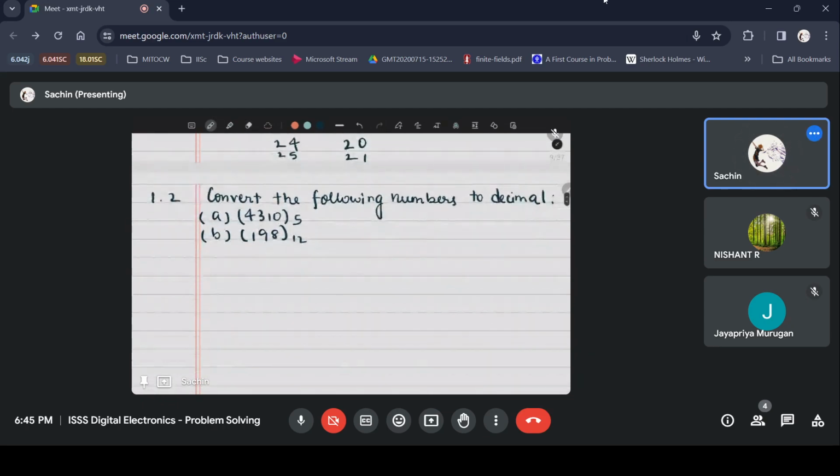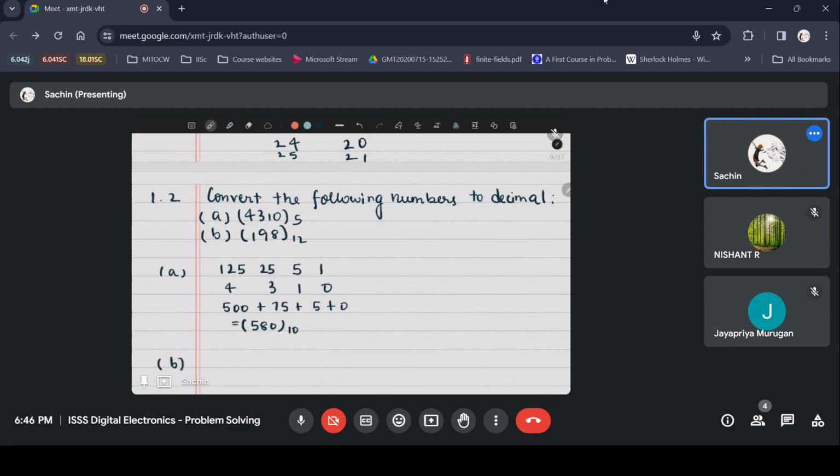Alright. Convert the following numbers to decimal. Very simple. Base 5, the weights will be 1, 5, 5 square which is 25, 5 cubed which is 125. So 4 times 125 is 500 plus 3 times 25 is 75. 5 times 1 is 5 plus 0 which will be 580 in base 10.